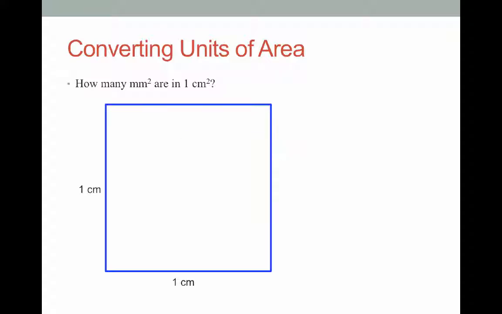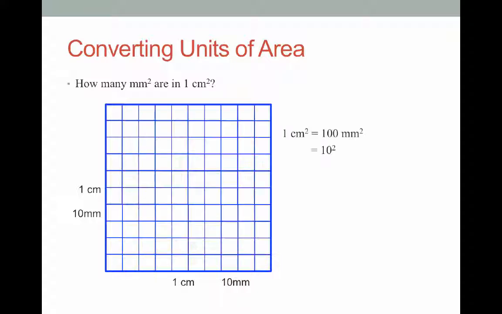Here is an enlarged picture of a centimeter square. It is 1 centimeter by 1 centimeter. Now we know that there are 10 millimeters for every 1 centimeter. That means that the length is 10 millimeters and the width is 10 millimeters. So if I was to fill in the rest of that big square with tiny little millimeter squares, there would be 10 by 10. There would be 100 millimeter squares. So 1 centimeter square is the same as 100 millimeter squares.